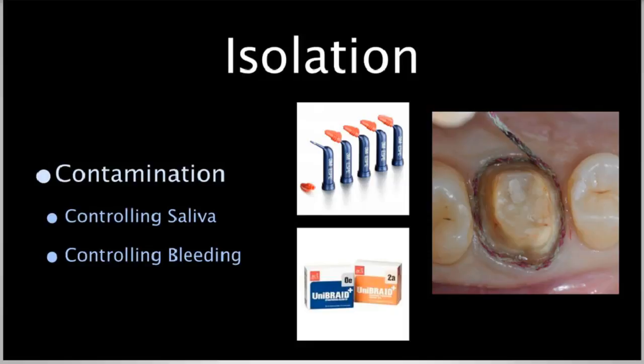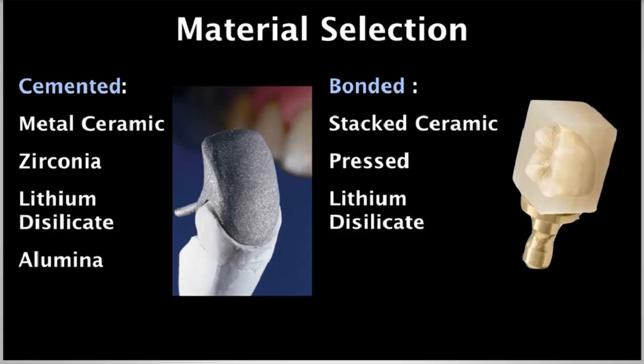So using things like retraction paste, there's several of those on the market from different companies. They're fabulous for controlling hemorrhage. They act as great vasoconstrictors, and they can also get the tissue out of the way a little bit for you so that you can clearly get to the margins, clean your cement. Doing something like placing a single cord so that you can control that before you do your bonding process. So there's a lot of things to think about if we're going to work through that thought process of bonding and how we're going to isolate.